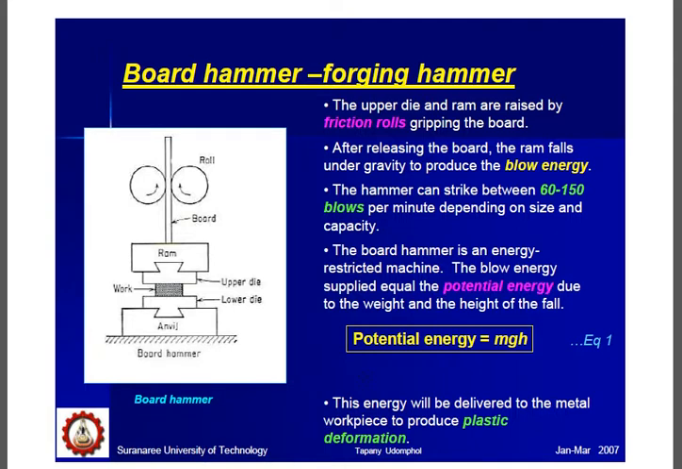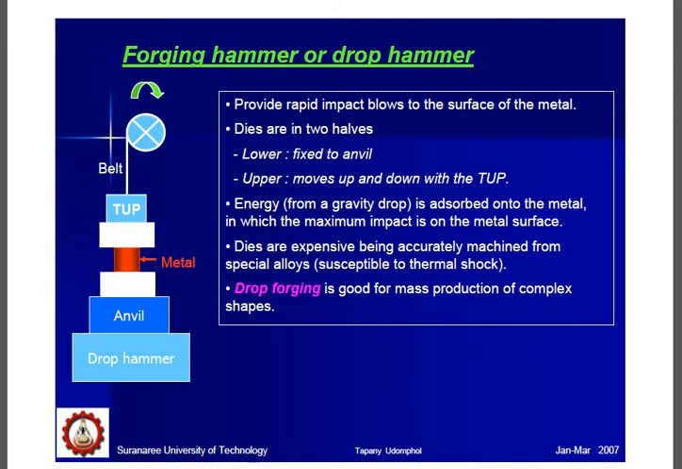Forging hammer, board hammer, forging hammer or drop hammer. Board hammer, drop hammer. Okay. They provide rapid impact blows to the surface of the metal. The dies are inserted into the tool holder. The lower die is fixed to the anvil; the upper die moves up and down with the ram. Energy is absorbed by the metal, in which the maximum impact is on the metal surface.